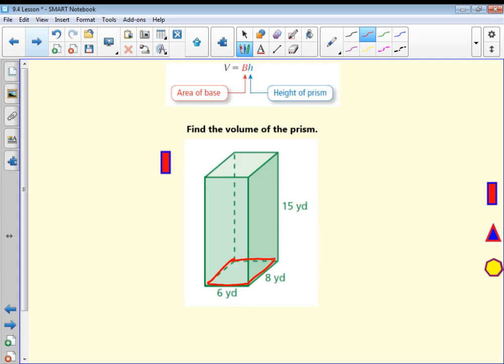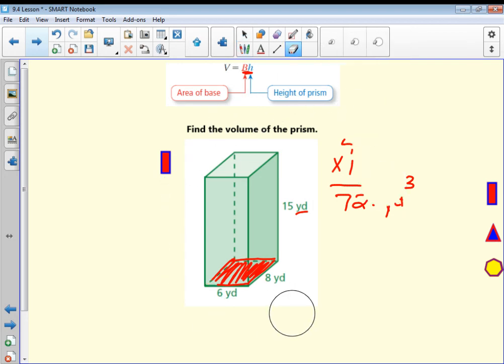But just to use this formula right here, the area of the base, or the bottom, or that shape that goes all the way through, 6 times 8 is 48. And then we're going to take that times 15. And like I said, rectangular prism is the most basic. Okay, and when I do that, I get 720. My units was yards. And then because we are doing volume, we put a 3 up there, meaning cubed. Okay, so how many cubes would fit into that figure?